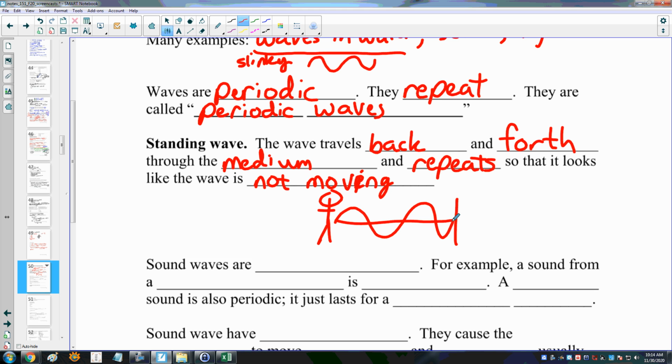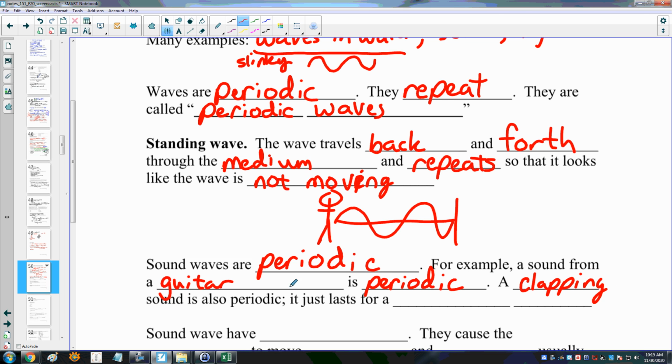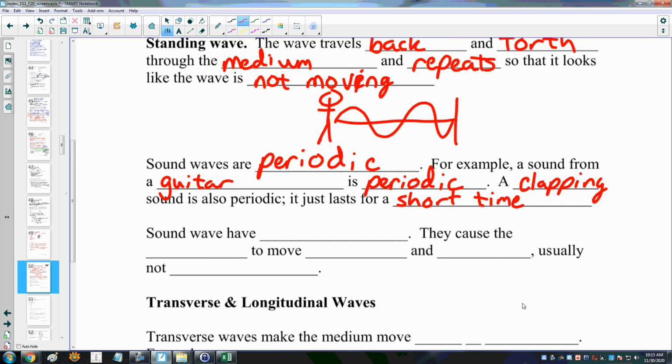Sound waves are periodic. For example, a sound from a guitar is periodic. And remember, when I say periodic, it just means that it repeats over and over. A clapping sound is also periodic. It just lasts for a very short time. So sound waves will always repeat.